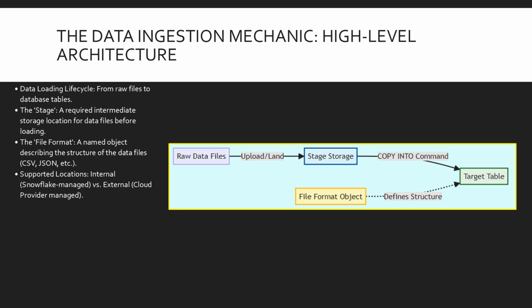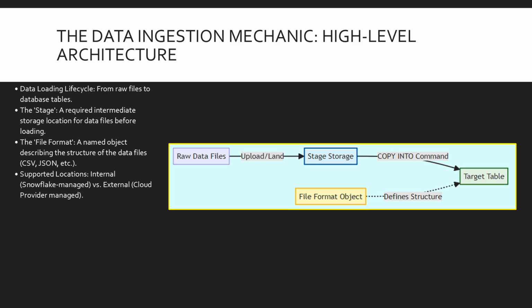Next, we have the file format. Snowflake doesn't guess your file structure, you explicitly define it using a file format object. This tells the system how to handle delimiters, compression, and headers. Finally, we execute the load, moving data from that stage, interpreted by that file format, into your target table.